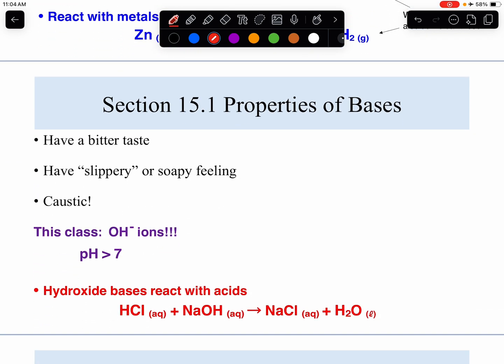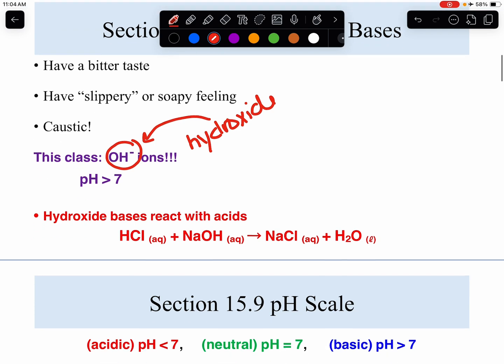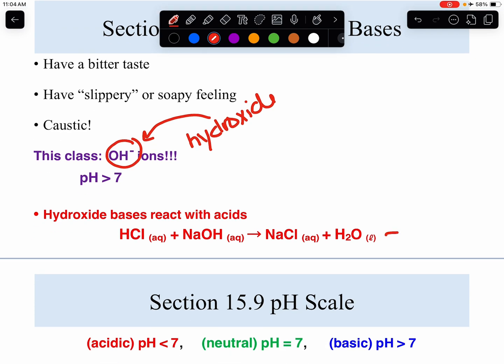Now bases have a bitter taste. They kind of have a slippery or soapy feeling. For example, bleach is a very strong base, and you know that if you get a little bit on your hands, it kind of feels slippery after you wipe it. That's an example of what that means. It is very caustic, meaning it is dangerous. And just like acids had H+, bases have OH- ions. We call these hydroxide ions. That's another word for them. And they have a pH that is above 7. And again, they can go through a double displacement reaction as shown here.